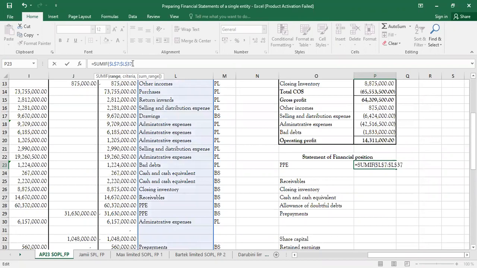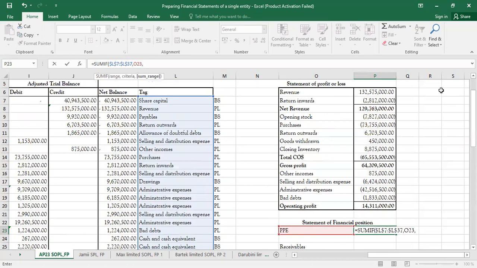Then I come here, comma, criteria. So criteria is what we are looking for from this range, isn't it? So we'll be looking for this one opposite us, PPE, receivables, that way. Comma, the sum range. Now, which sum will we be adding? So the sum range will be adding the net balance.